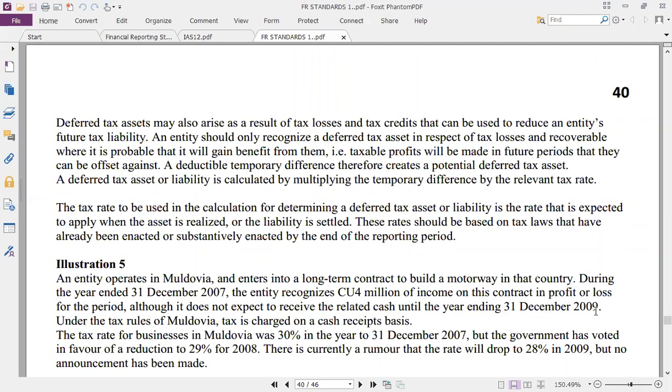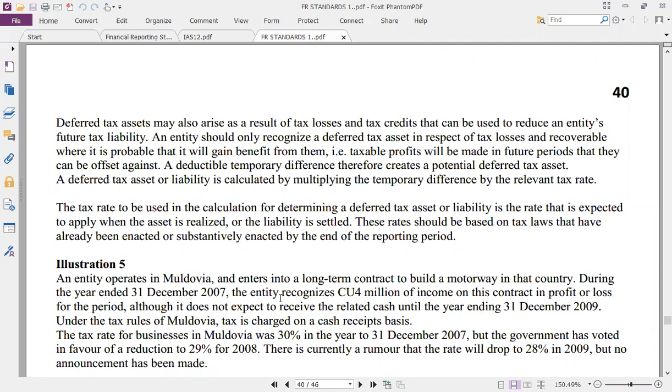So probably exactly 2 years. Okay. Under the tax rules of Moldova, tax is charged on a cash receipt basis. Full stop. Now it continued to state that the tax rate for businesses in Moldova was 30% in the year to 31st December 2007. But the government has voted in favor of a reduction to 29% for 2008. Then there is currently a rumor that the rate will drop to 28% in 2009, but no announcement has been made for this rumor. How do you treat this?